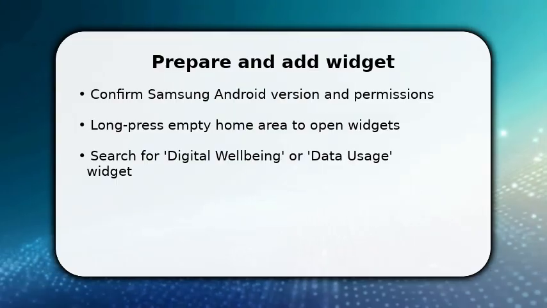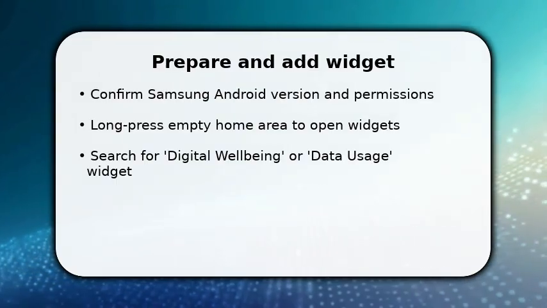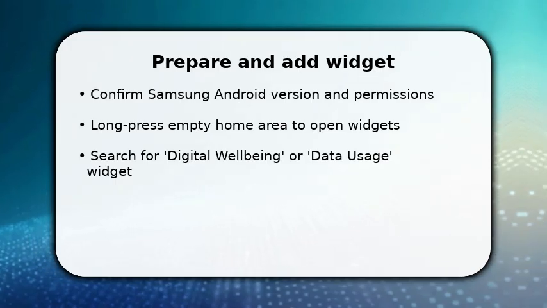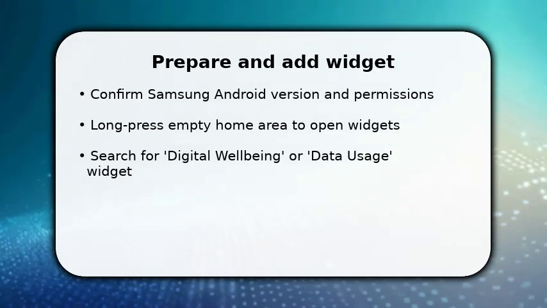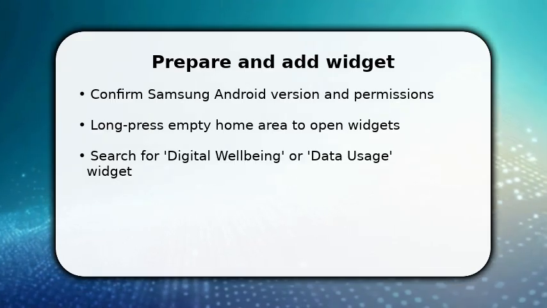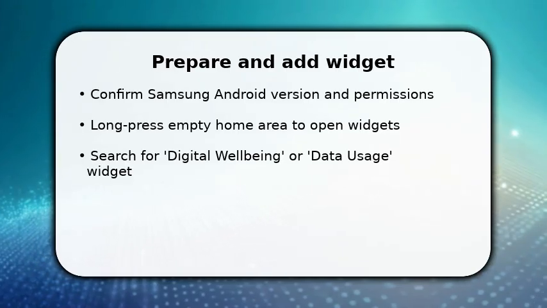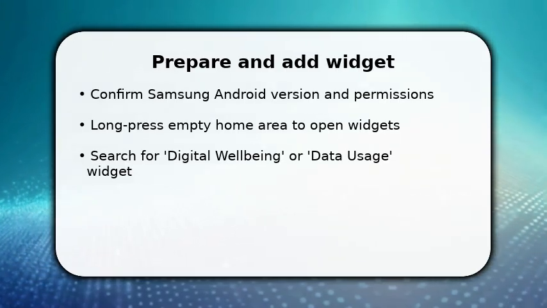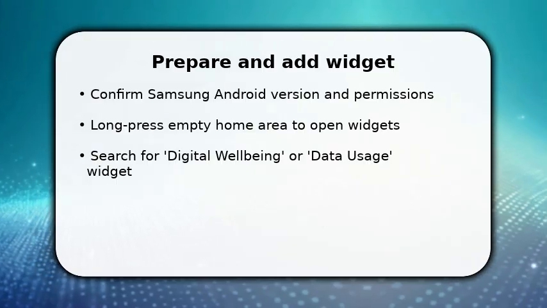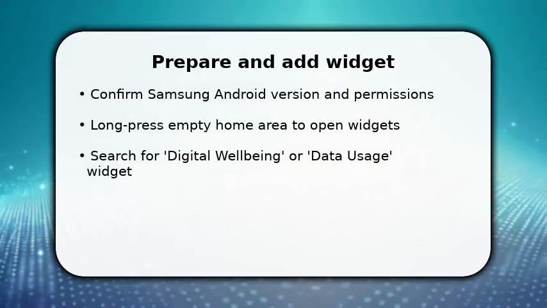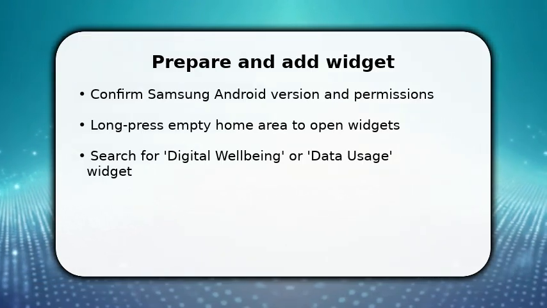You start by making sure your Galaxy has the necessary widgets and permission to read data usage. This avoids surprises later. Once done, long press an empty spot on your home screen to open the Widgets panel, because that's where you add interactive elements quickly. Next, scroll or use the search field to find the Digital Wellbeing or Data Usage widget. This widget surfaces app-by-app and total mobile data, so you can monitor usage at a glance.